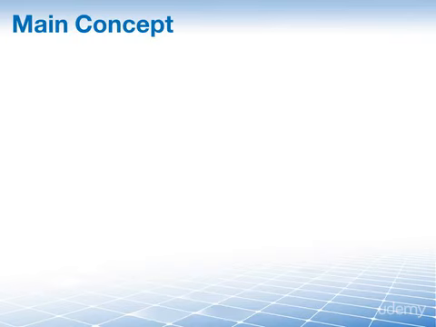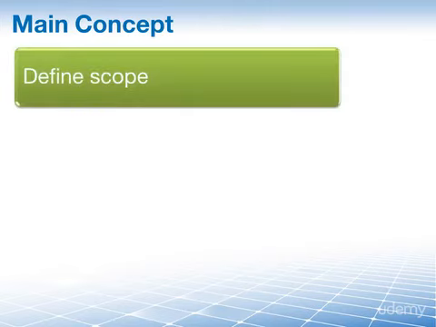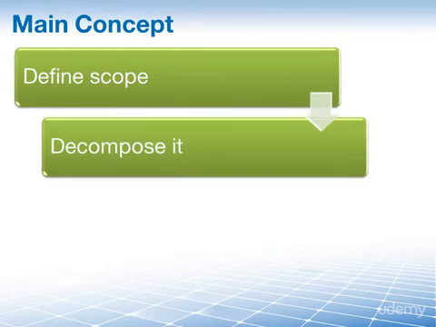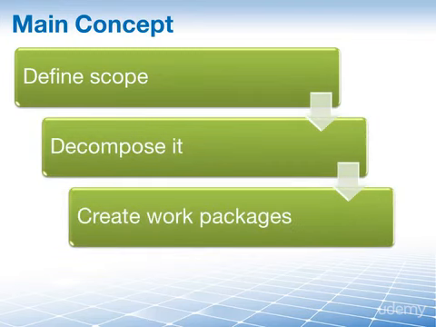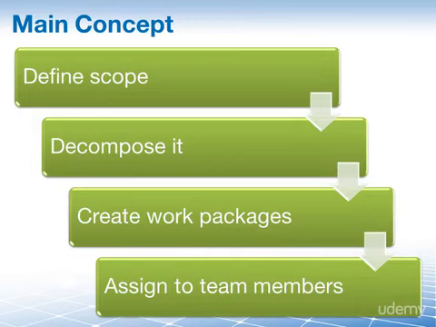The main concept of this lesson is what you already heard in the opening sentences to this lesson. You simply take your defined scope, you decompose it, and you create work packages that can later on be assigned to your team members. And this subdividing of your project deliverables into smaller, more manageable components, that is the major work that we perform in this process. But just in case that you don't know, what is a work breakdown structure? Let's take a look at that.